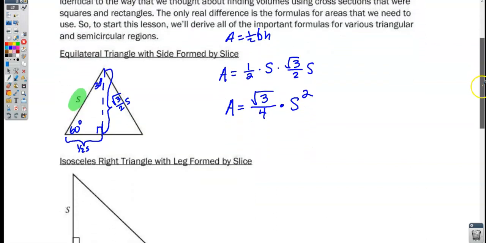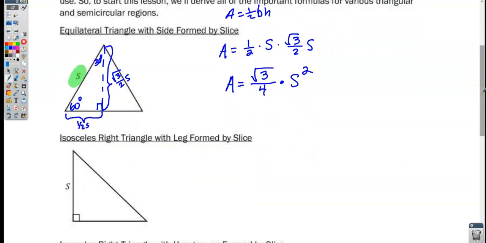Alright, next, an isosceles right triangle with the leg formed by the slice. So if this is isosceles, these two sides are congruent, which means that both of these sides are S. So again, going back to area equals 1/2 base times height, we've got area equals 1/2 times the base, which is S, times the height, which is S. And so the area in this situation is 1/2 S squared. So if we have an isosceles right triangle where the leg is in the base of the solid, this will be our formula that we're going to use for the area of a cross-section.